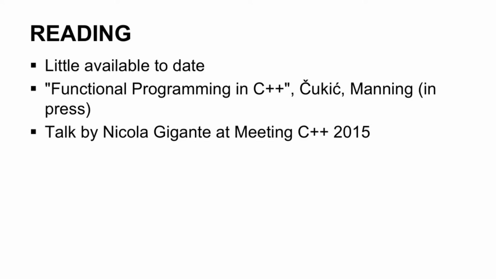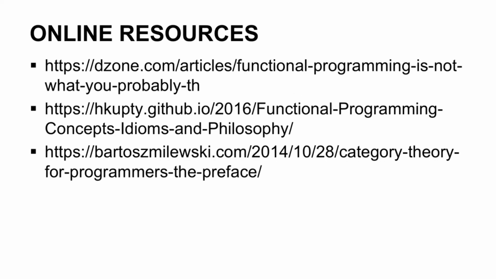Not a lot has been published on functional programming in C++ yet, because it is a relatively new topic. There is a book being written, due to be published in mid-2017, but it isn't complete yet. An interesting talk was given by Nicola Gigante at the Meeting C++ conference in 2015, and the slide deck can be found online. But a lot has been written on functional programming that isn't specific to C++, some of it more helpful than others. The first two links here are general discussions about what functional programming is, and you can find many similar articles online. And if you're not worried by math, Bartosz Milewski has written a great series on category theory, a branch of mathematics that is highly relevant to functional programming.